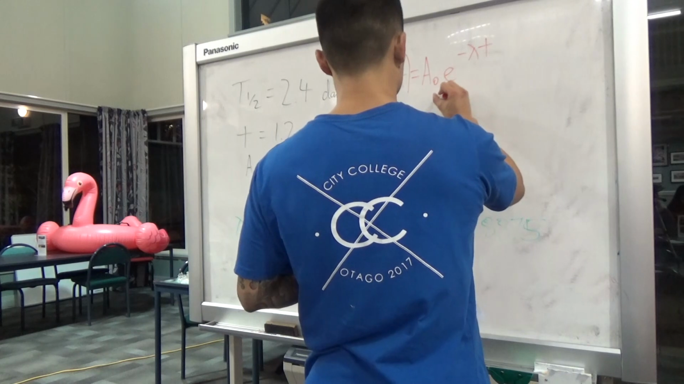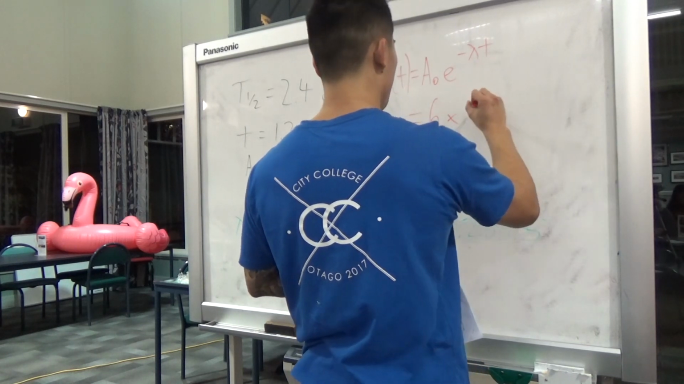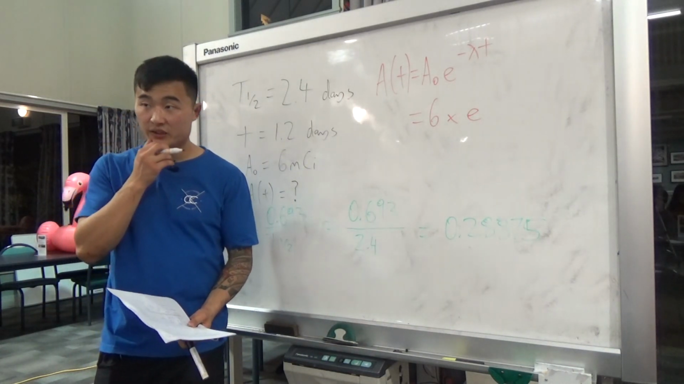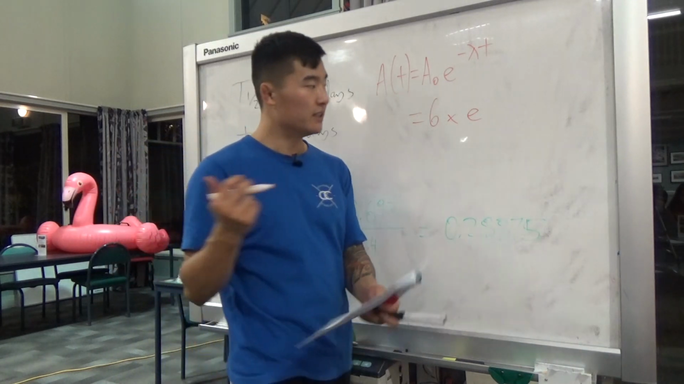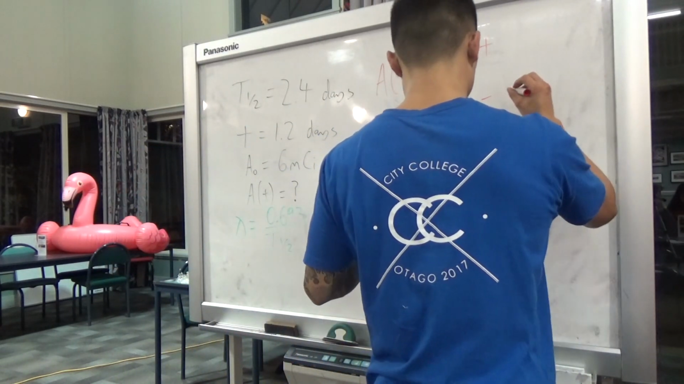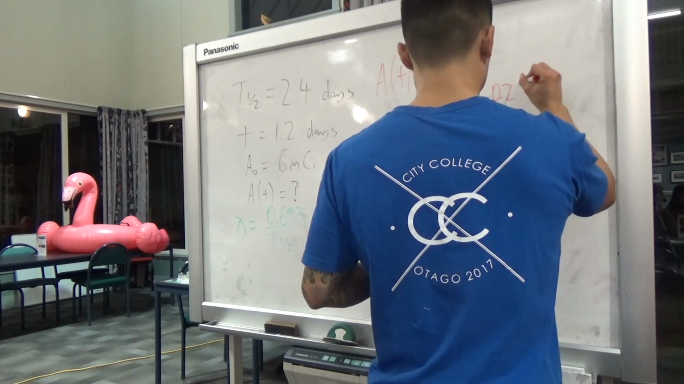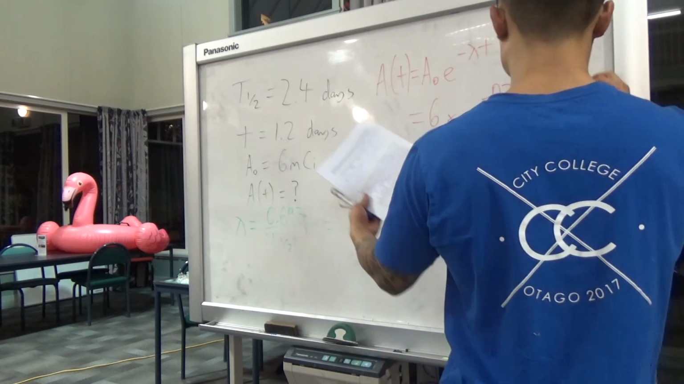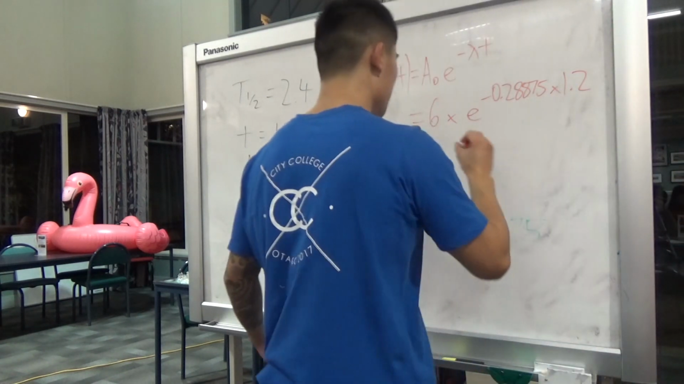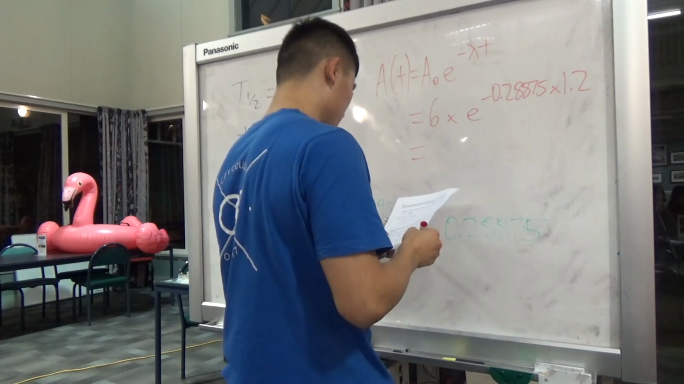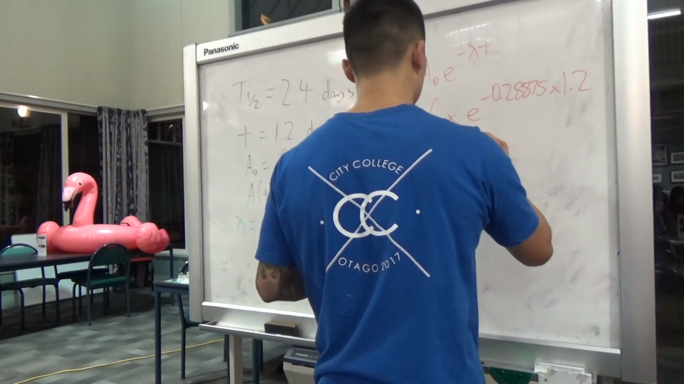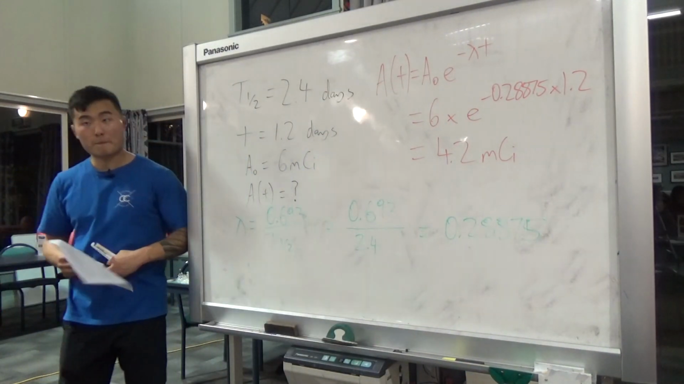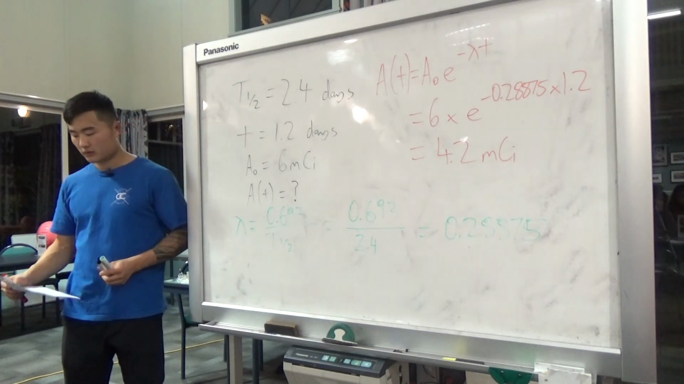Initial activity was 6 millicuries times e. So e is the button on your calculator, and you get it by pressing Shift LN. So negative 0.28875 times the time, which is 1.2 days. So we'll leave it as days. And that will be 4.2 millicuries. All right.